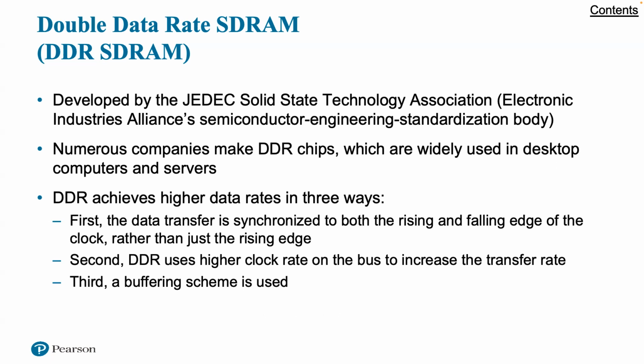DDR achieves higher data rates in three ways. First, the data transfer is synchronized to both the rising and falling edge of the clock, rather than just the rising edge. So that's number one. This doubles the data rate, hence the term double data rate. Second, DDR uses higher clock rates on the bus to increase the transfer rate. And third, a buffer scheme is used, as explained subsequently.